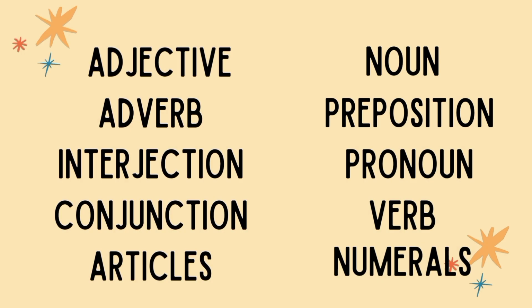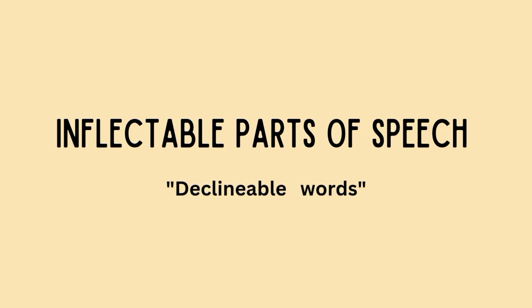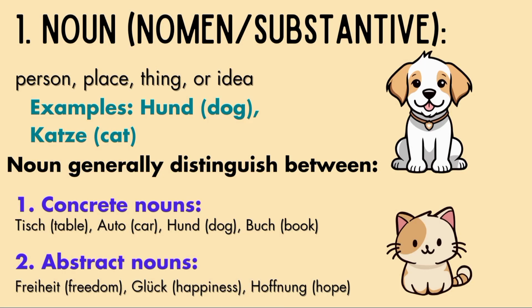German parts of speech include adjectives, adverbs, interjections, conjunctions, articles, nouns, prepositions, pronouns, verbs, and numerals. So first we are going to discuss inflectable parts of speech, declinable words. Number 1 is noun, which is called Nomen or Substantiv in the German language.